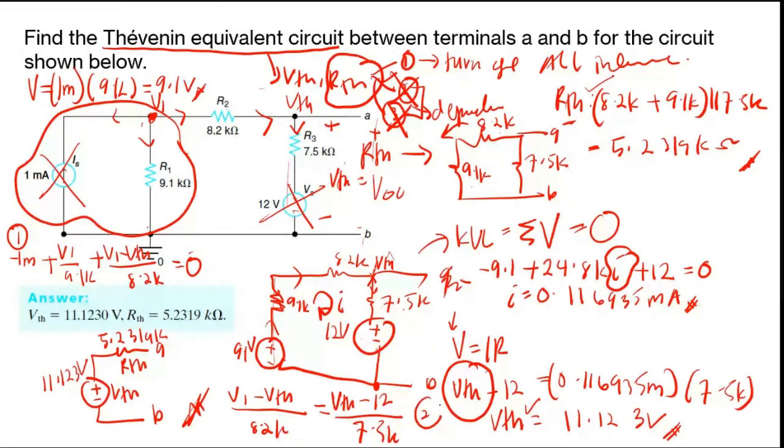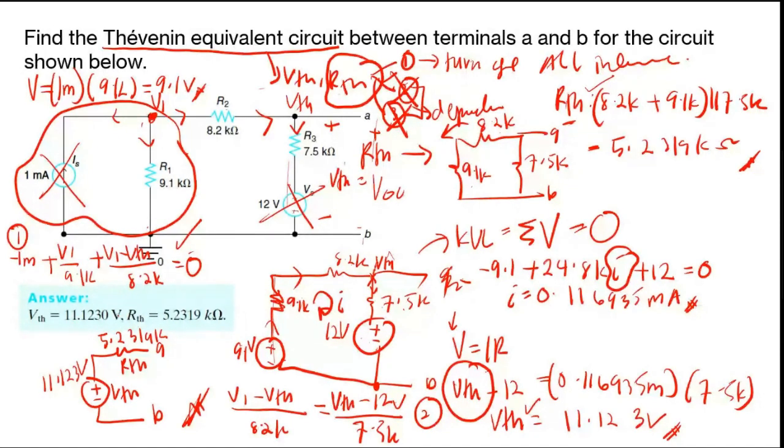So this is your second equation. You can solve the first and second equations and then you can get your VTH. This one is also fine, it's the same. If you try to do it using the node method, you will get the same equation and the same answer, where your VTH is equal to 11.1230.